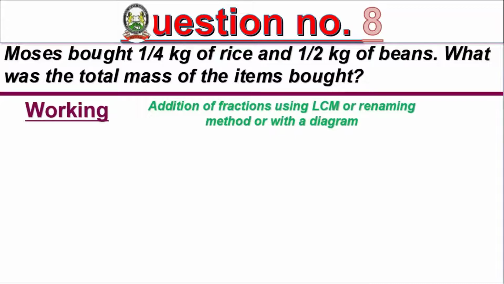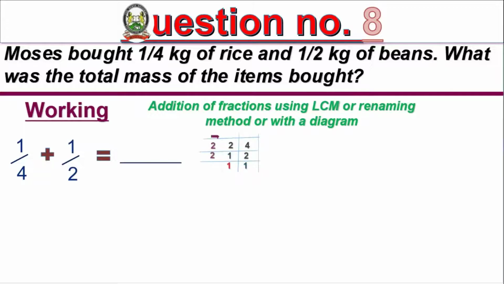This is just addition of fractions using LCM or naming method, or you can also use a diagram. So you can start with 1/4 plus 1/2. All right. So let us look for the LCM. LCM of 2 and 4, it is by 2, 1, 2, by 2, 1, 1. So LCM is 2 times 2. So 2 times 2 is 4. So you write 4 here.